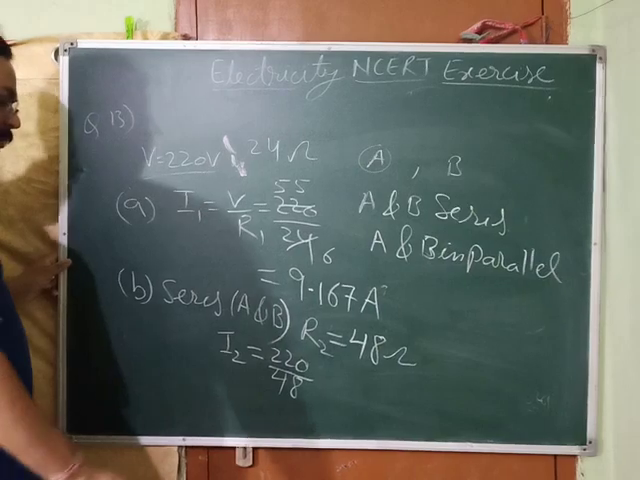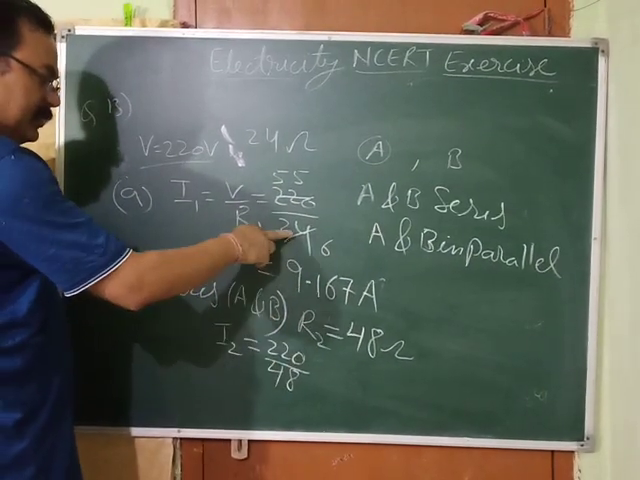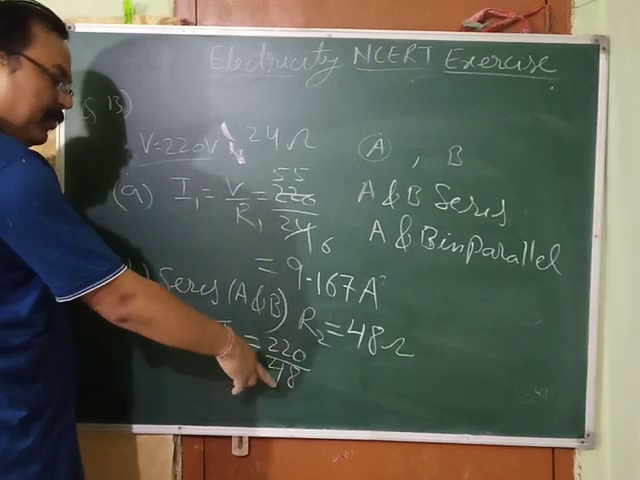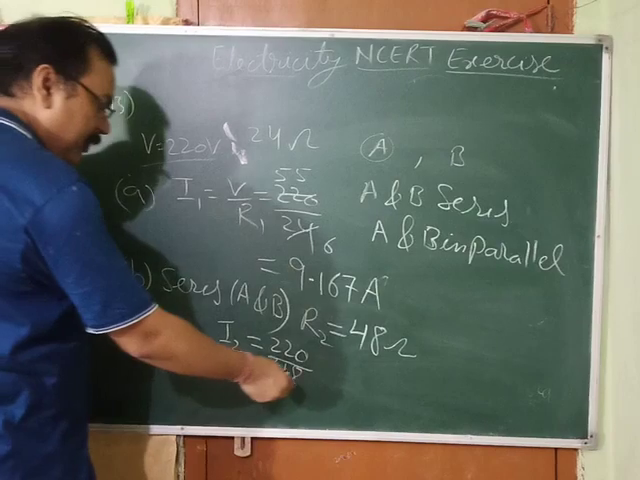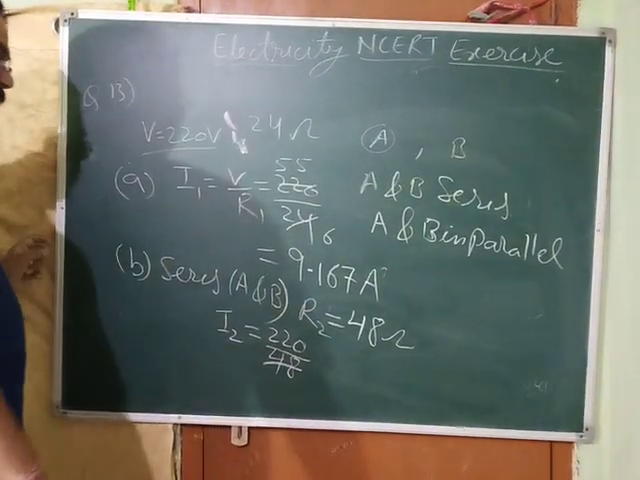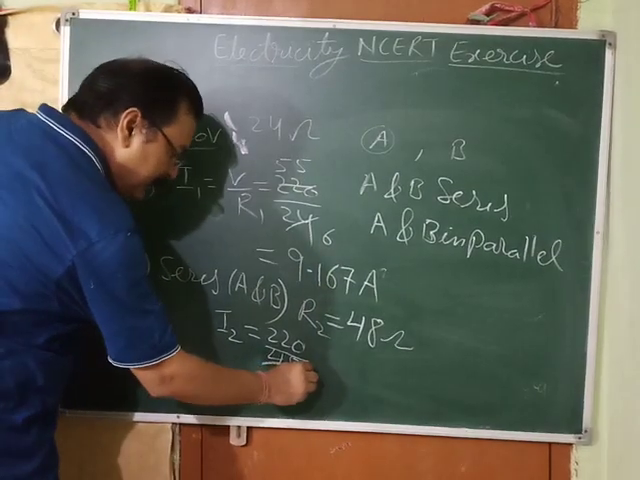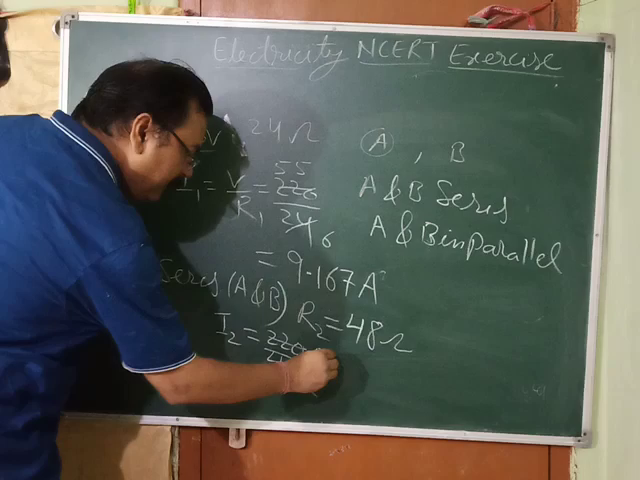Okay, so see, 220 upon 24 we got this much. This was 24, this is 48, double of that. So the current will be half of this. Or we can say it like this. See, we can divide it by 4. So we will get 4 1 ja 4, 4 2 ja 8. This 4 5 ja 20, 4 5 ja 20.